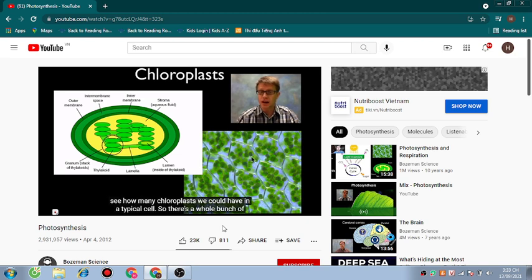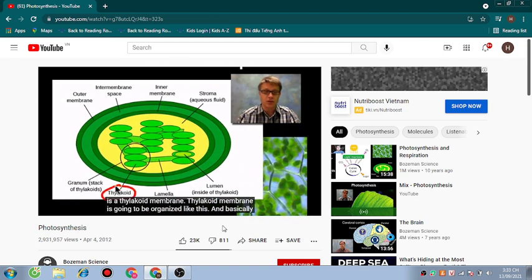And this is a number of cells. See how many chloroplasts we could have in a typical cell. There are a few terms that you should be familiar with and where they are. First one is thylakoid membrane. Thylakoid membrane is going to be organized like this, and basically that is where the light reaction is going to take place. If you have a stack of thylakoids like this, together we call that a granum.